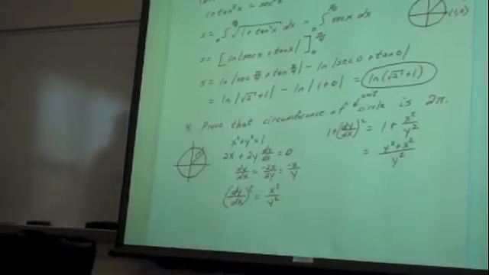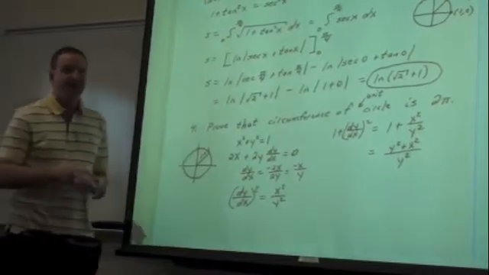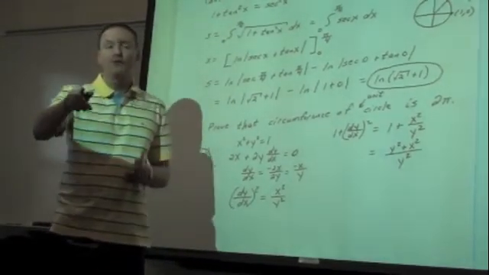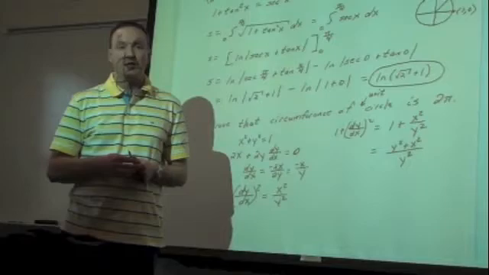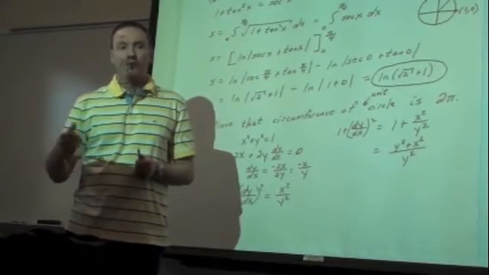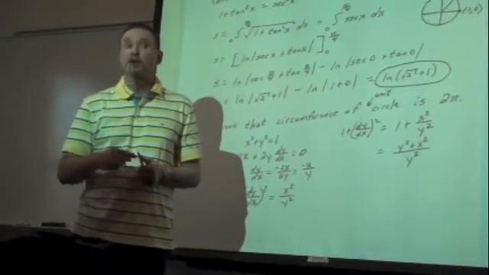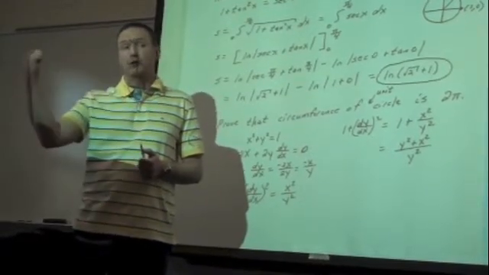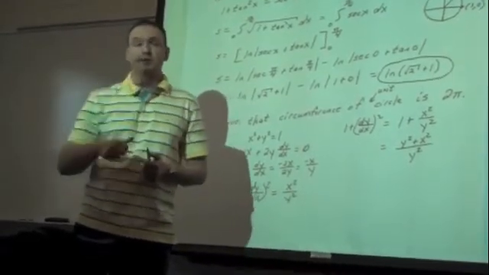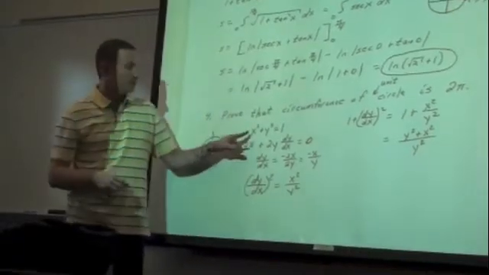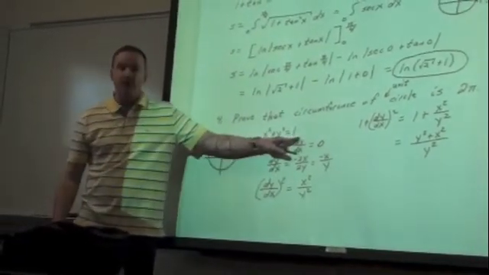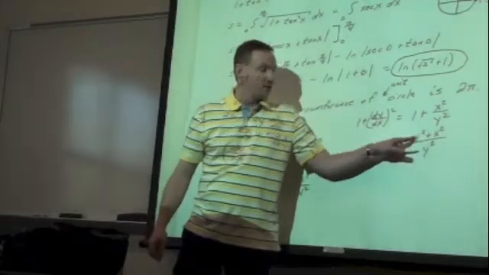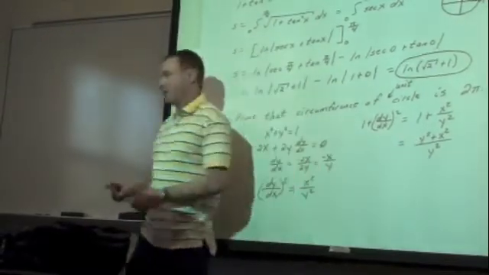Do you see what we're going to do? Do you recall how we simplified implicit differentiation problems back in Calc 1? To get to the final simplified answer, typically you had to use the original equation in your derivative. So the original equation is x squared plus y squared is 1.